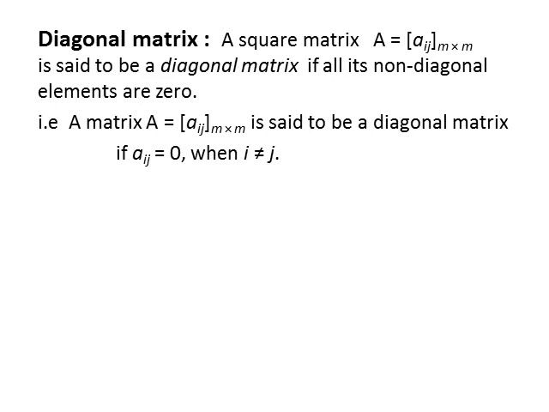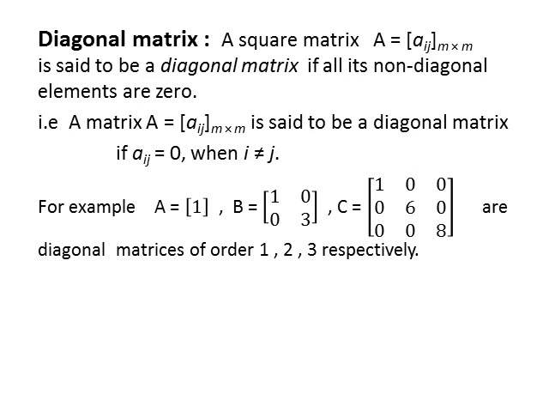Let's write some examples. Here, order of matrix A is 1 by 1. It has only one element, a11. So, non-diagonal elements do not exist in matrix A. That's why it is a diagonal matrix.